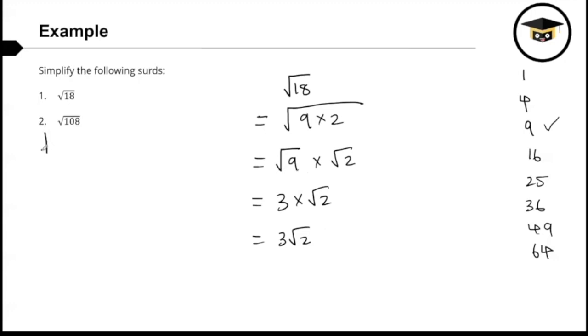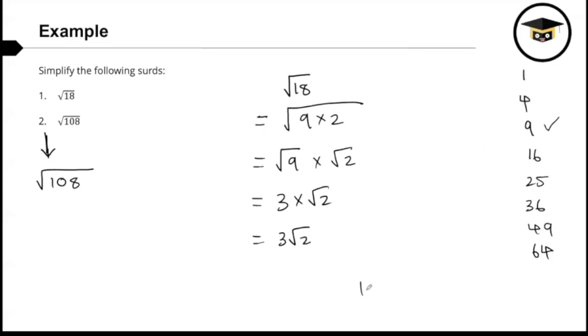Now let's do question 2. So with question 2, we have square root of 108. Now I want to look through my square numbers and see which one of these goes into 108 quite nicely. So 4 does go into 108.